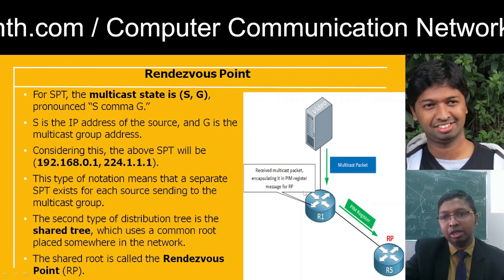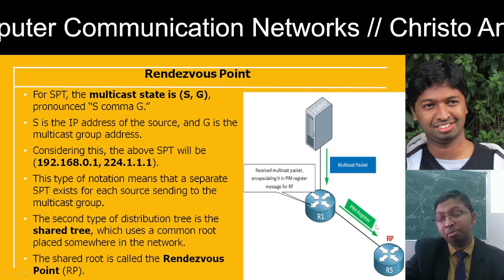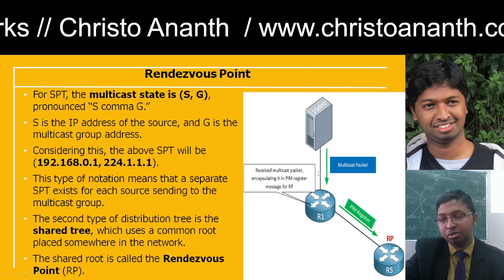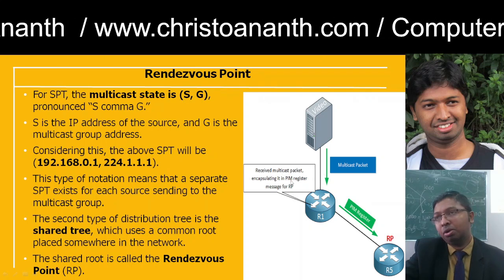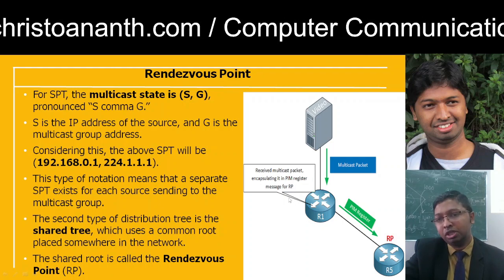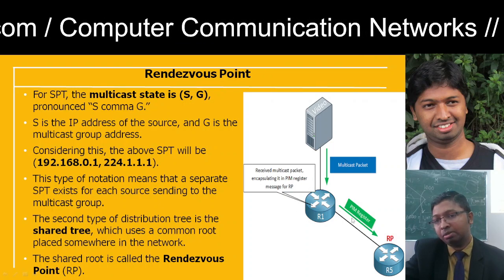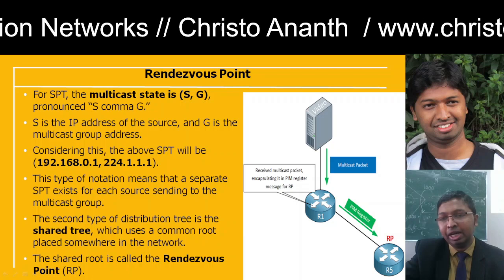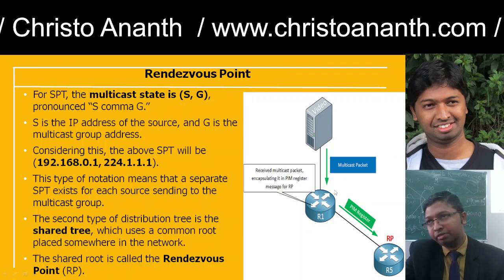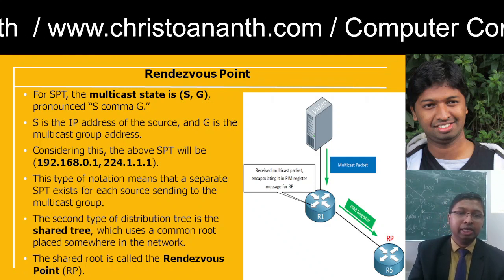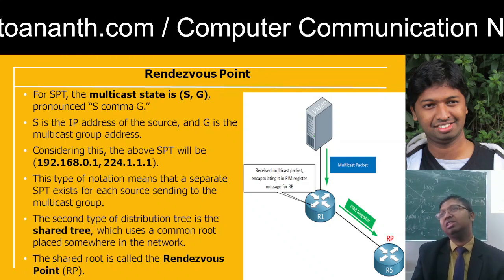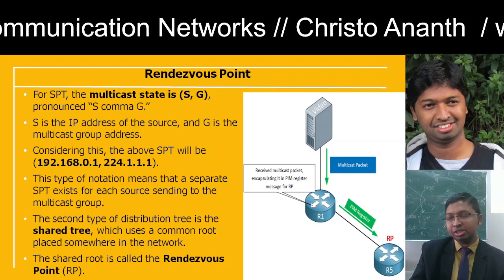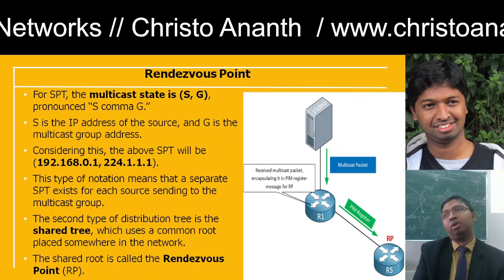Here it will go from R1 to R5 using the Protocol Independent Multicast register. The multicast packet will be encapsulated in the PIM register message for the routing protocol and sent to R5. We'll have a separate shortest path tree for each source which is sending to the multicast group, and we will also have the shared tree. Shared tree means it will be shared commonly, so it will have a common root placed in the network. This shared root is the rendezvous point, RP.